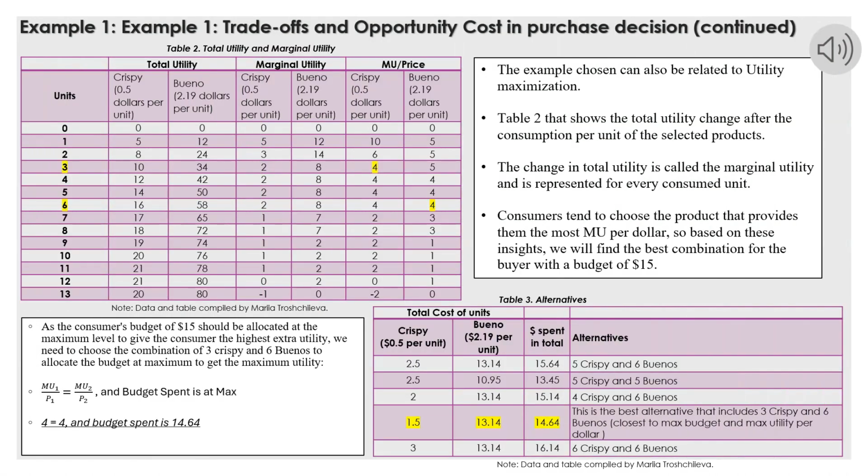Another concept that can be explained with example 1 is utility maximization. So, table 2 highlights total utility and marginal utility per unit for each product. Consumers aim to maximize utility by selecting products that provide the highest marginal utility per dollar. For a $15 budget, the optimal combination is 3 Crispies and 6 Buenos, which maximizes total utility while keeping spending within the budget.